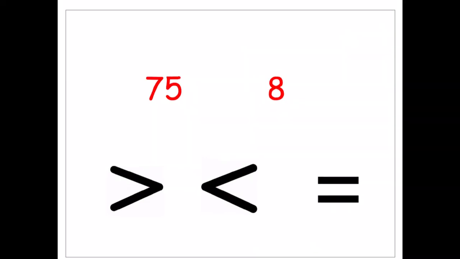Okay, which symbol will I put between 75 and 81? Greater than, less than, or equals? And the answer on this occasion is greater than. 75 is greater than 81. And another method to help you remember which symbol to use, if we think of a little point goes to the little number and the big opening goes to the big number. That's my preferred method. Little point to the little number, big opening to the big number. So again, if you look at the symbols, little point goes to the little number, big opening to the big number.